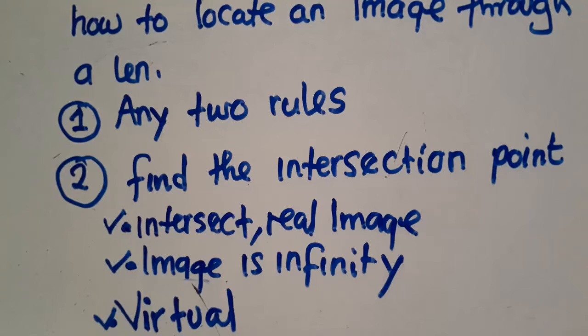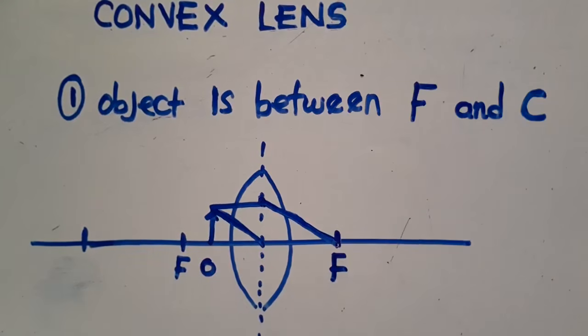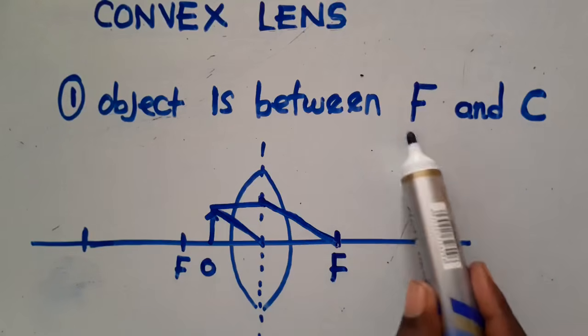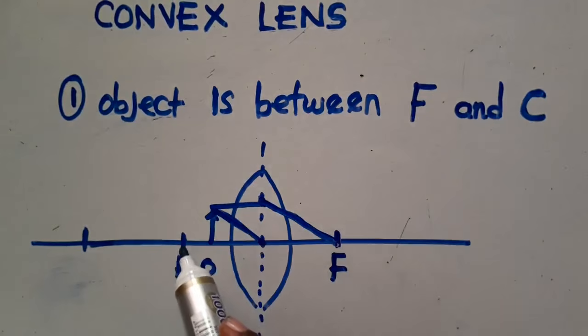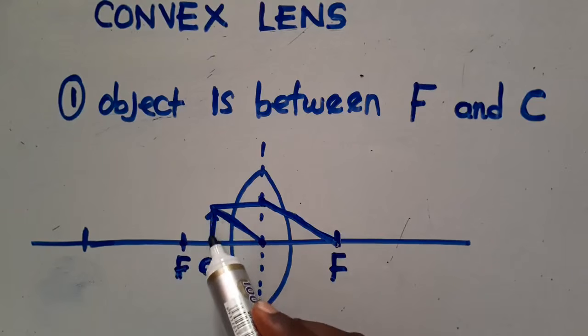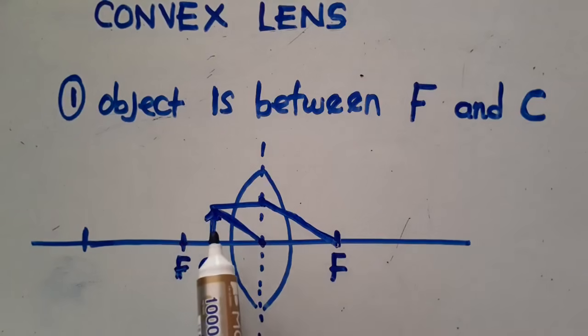So let us look at an example. We look at an example, various diagrams that you need to know. So this is the first one that I want us to discuss. Here, the object is between the focal point and the optical center. Have you seen where it is? There. This is where the object is.